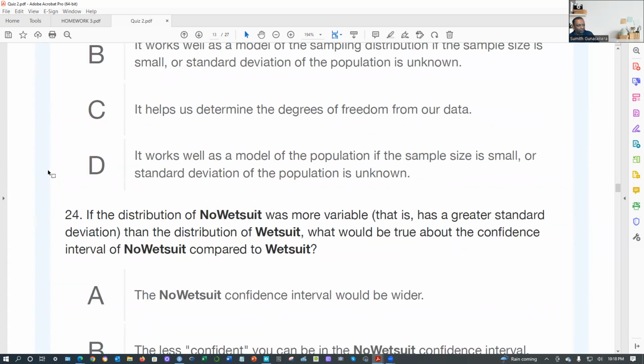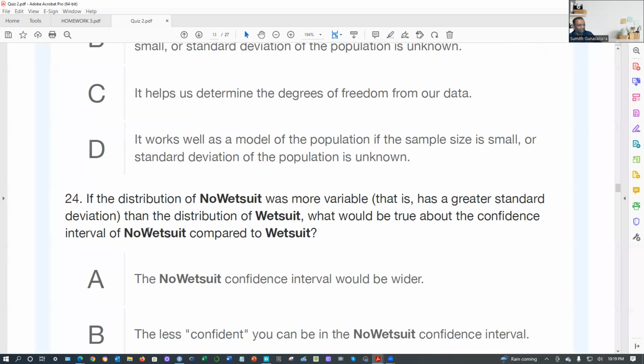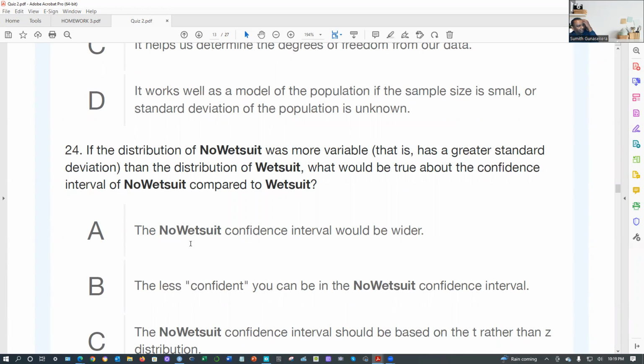If the distribution of no wetsuit was more variable, that is, has a greater standard deviation than the distribution of wetsuit, what would be true about the confidence interval of no wetsuit compared to wetsuit?